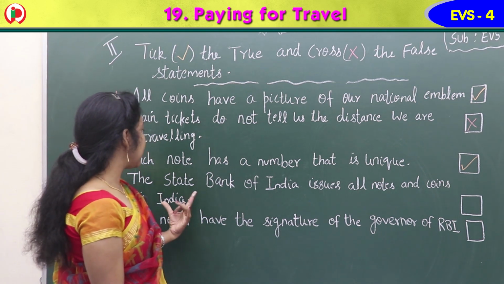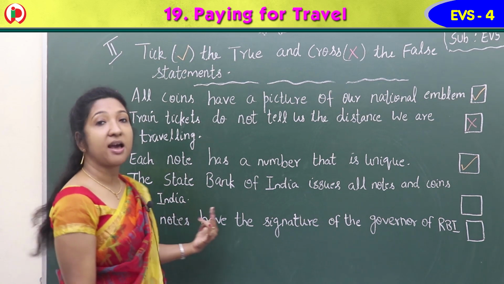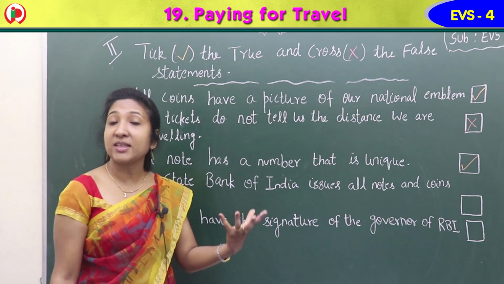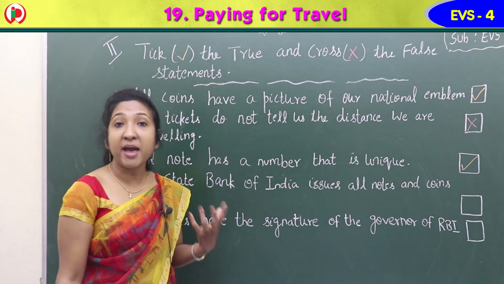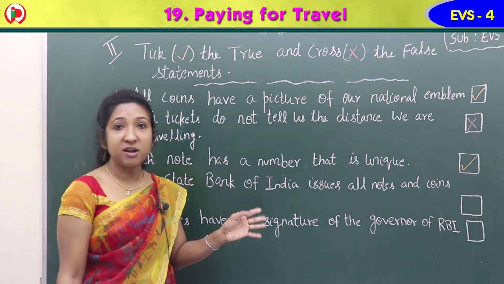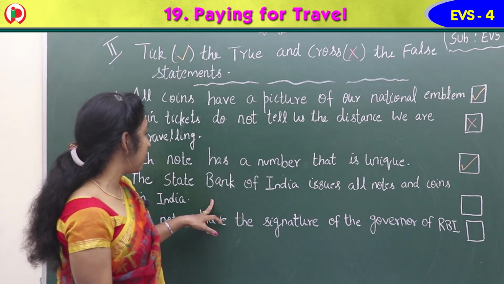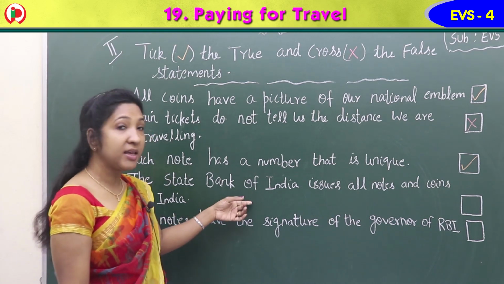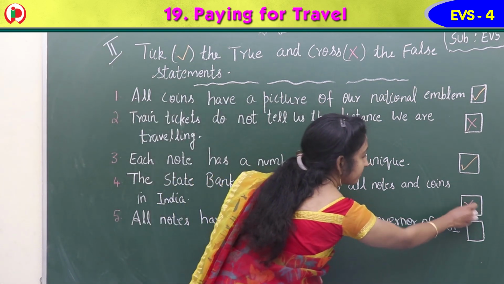Then fourth one, the State Bank of India issues all notes and coins in India. Which bank issues notes and coins to the people? Which bank? It is the Reserve Bank of India, RBI, not State Bank. So the statement, the State Bank of India issues all notes and coins in India, is wrong, so put a cross.